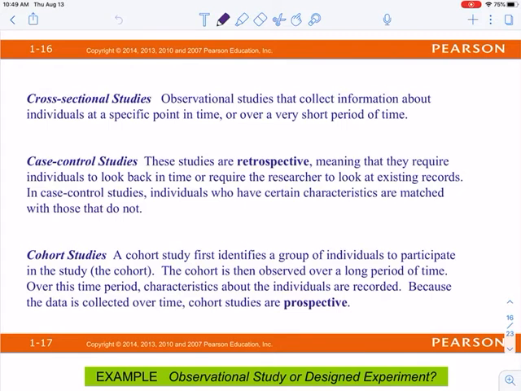A case control study is one that's retrospective, meaning they require individuals to look back in time or require the researcher to look at existing records. In case control studies, individuals who have certain characteristics are matched with those that do not. And a cohort study first identifies a group of individuals to participate in the study, the cohort, and then the cohort is observed over a long period of time. Over this period, characteristics about the individuals are recorded. Because the data is collected over time, cohort studies are prospective.